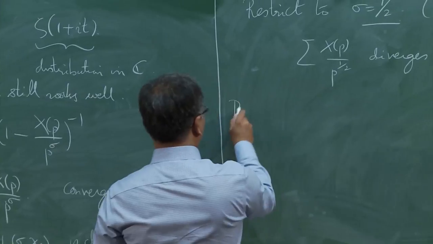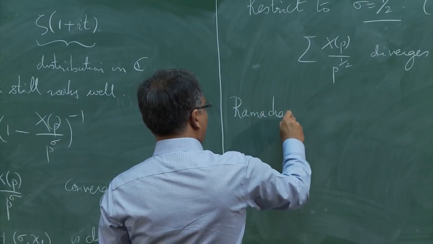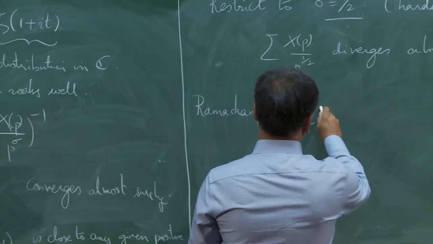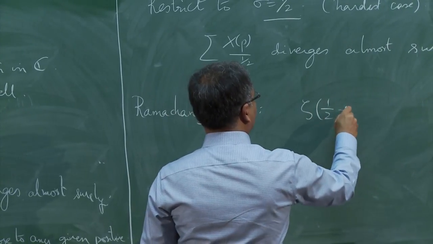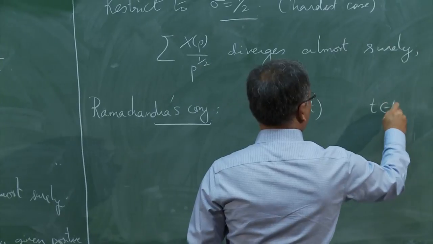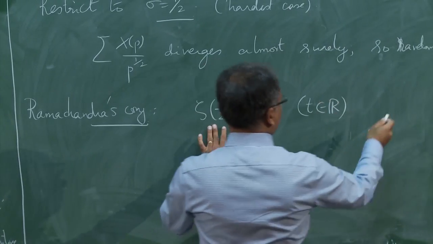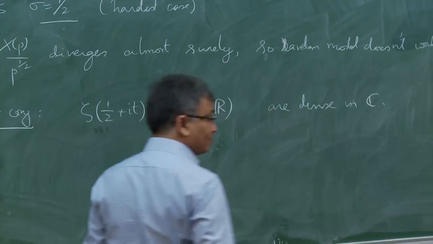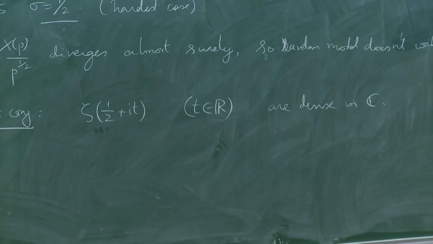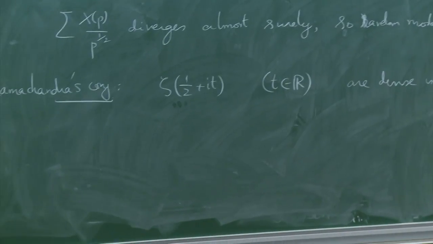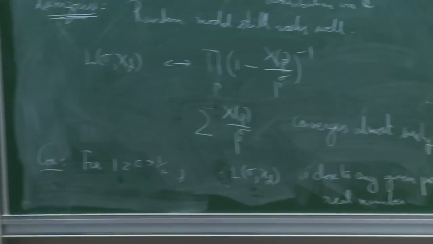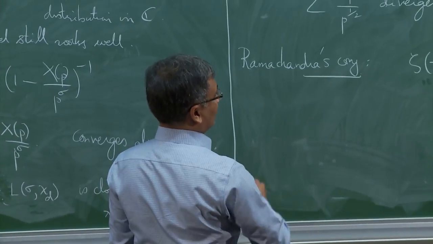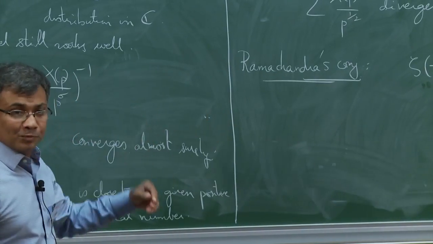So here's a conjecture which goes back to Ramachandra: that the values of zeta of 1/2 plus it, as t varies over R, are dense in the complex plane. This is open, but maybe it is not so hopeless, and maybe somebody will solve it maybe soon.